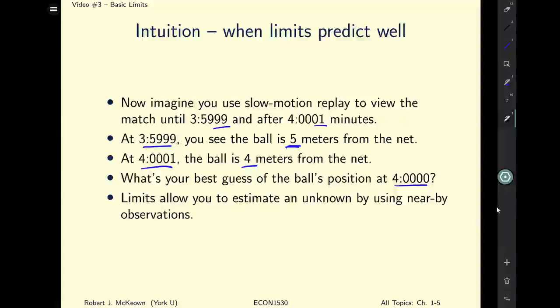And so limits are going to allow you to estimate an unknown value of a function by using nearby observations. So you're going to use nearby observations to make an inference, or an estimate of the value that you can't actually see. Just like you can't actually see where the ball is at 4 minutes because your stream froze.